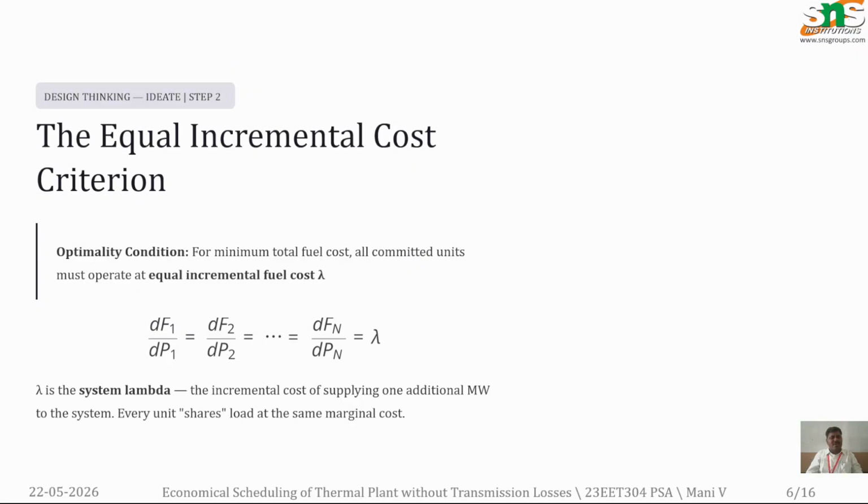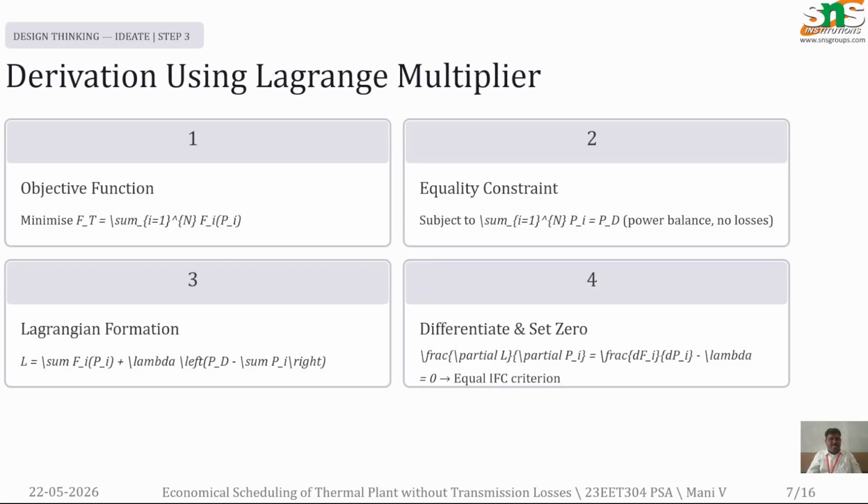The minimum total fuel cost for all committed units is achieved when they operate at equal incremental cost. So the lambda value for all units should be equal. Lambda is the system lambda, the incremental cost of supplying one additional megawatt to the system. Every unit shares the load at the same marginal cost.